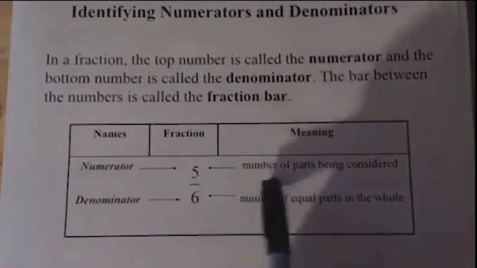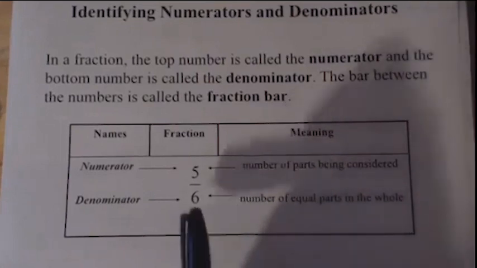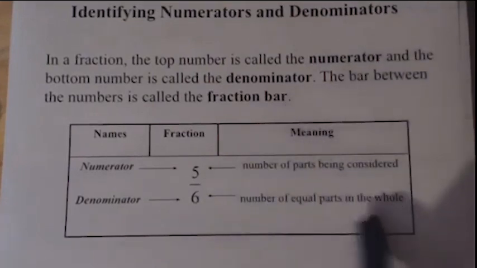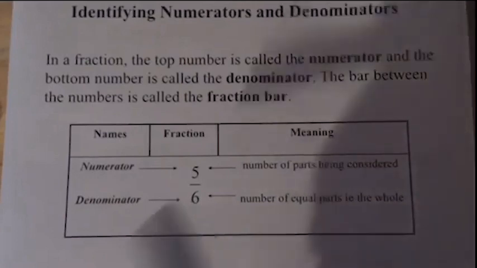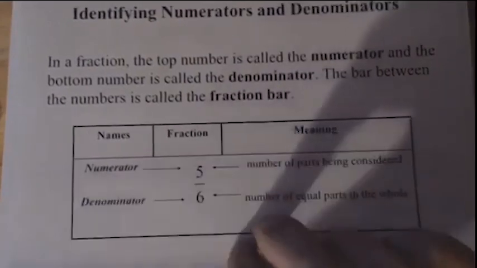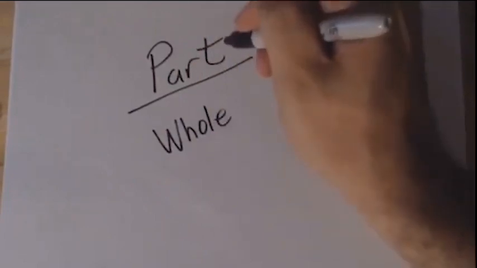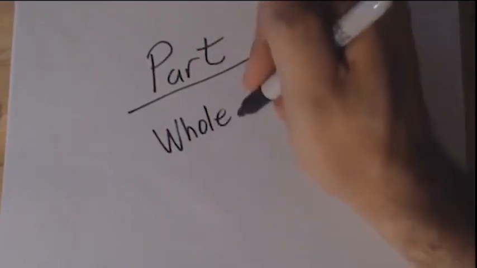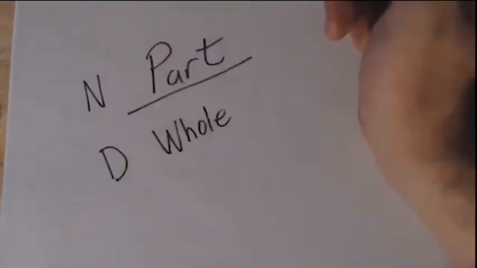The 5 represents the number of parts we're considering. The 6 represents the number of equal parts in the whole. So a fraction is always part over whole. So the number of parts we're considering, number of equal parts in the whole. Numerator on top, denominator on the bottom.